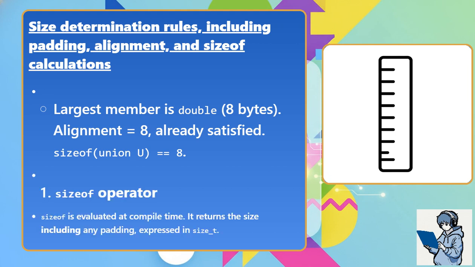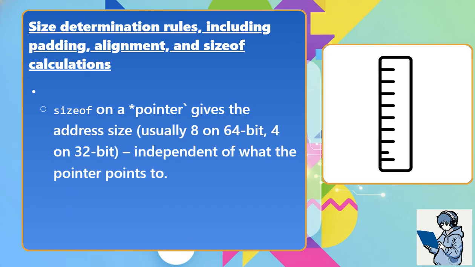The sizeof operator is evaluated at compile time. It returns the size, including any padding, expressed in size_t. sizeof on a pointer gives the address size, usually 8 on 64-bit and 4 on 32-bit, independent of what the pointer points to.